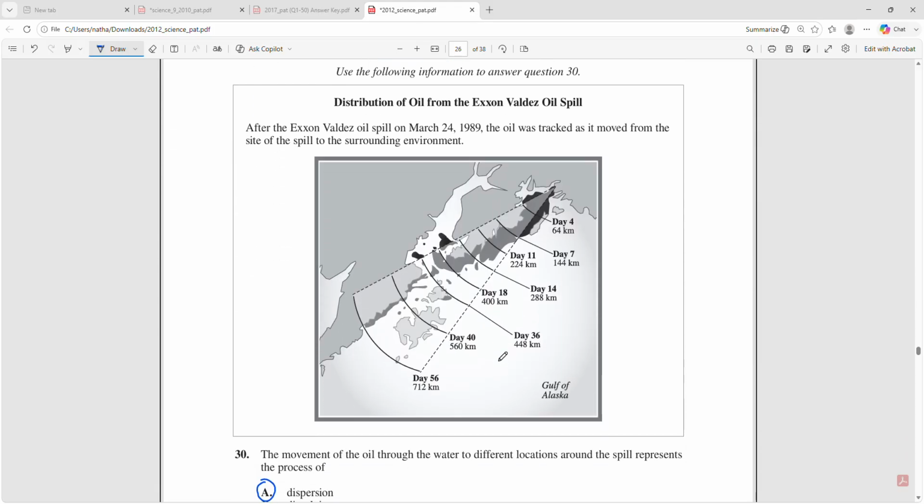And here we go. Last question before we take a break. After the Exxon Valdez oil spill on March 24th, '89, the oil was tracked as it moved from the site of the spill to the surrounding environment. So it started off here at day 4, it spread to here, day 7, here 11, 14, and so on. At 56 days, it made it all the way down here.